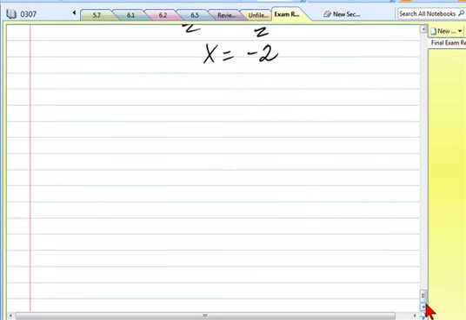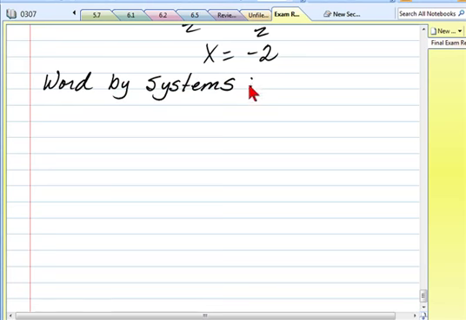Now we have some word problems, but we have just done systems, so these are going to be word problems by systems. And because you've already solved systems, although it doesn't say it on here, all I'm going to ask you to do is set up the system, just like you did on your test. But I'm not going to do the extra credit thing. Okay, so just set up the system.